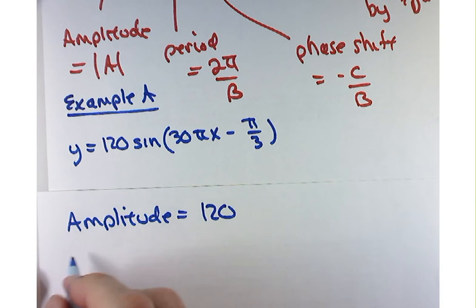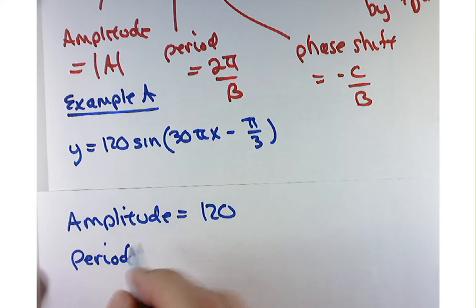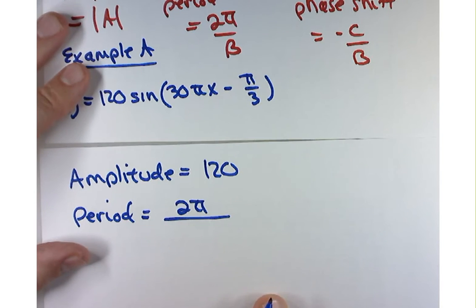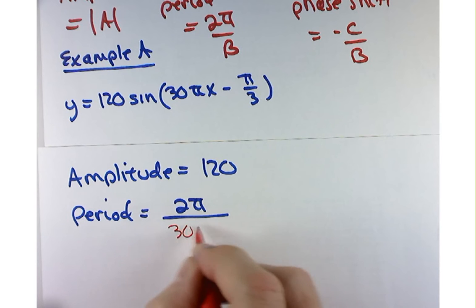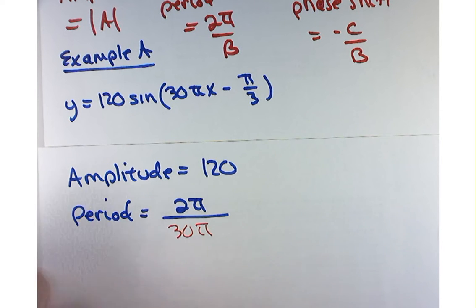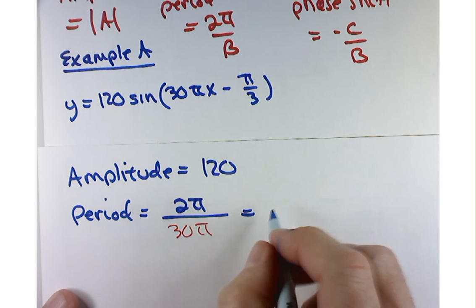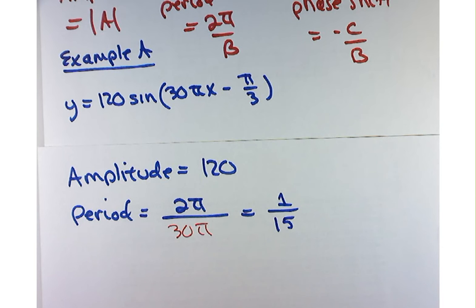Let's figure out the period. I don't need the absolute value there. The absolute value would just be 120. The period is going to be 2 pi divided by something. What am I going to divide by? 30 pi. Perfect, 30 pi. And I hope you simplify that. Units of pi cancels out. 2 goes into 30 once, and 2 goes into 30 15 times. So the period is 1/15.